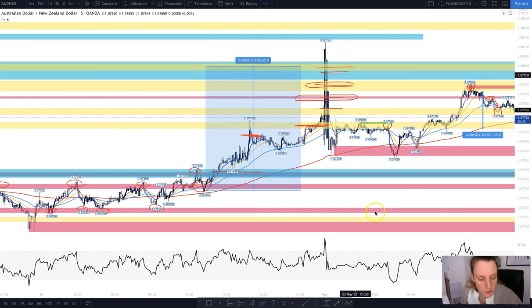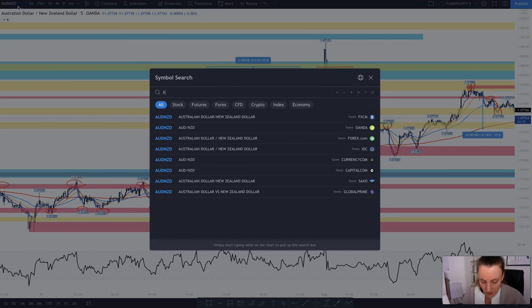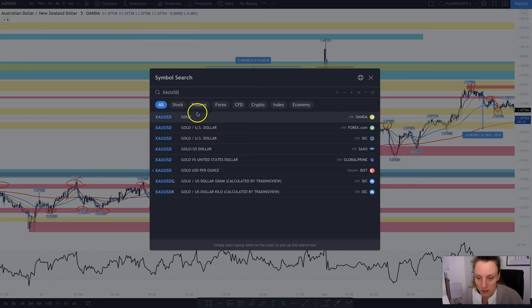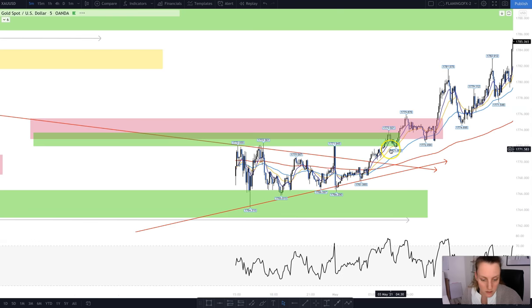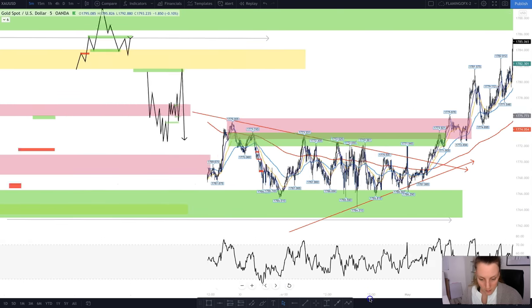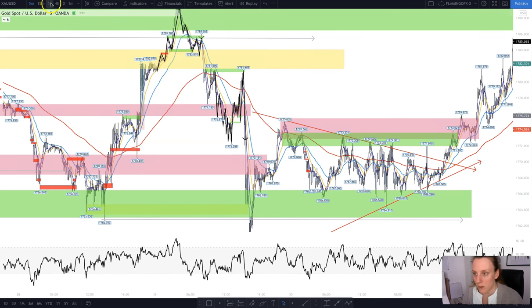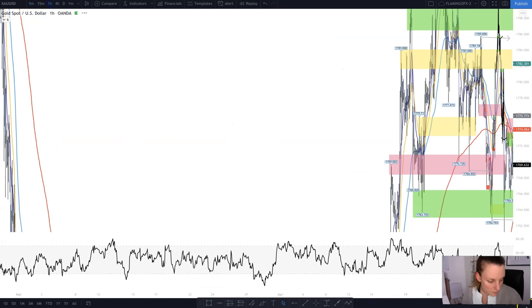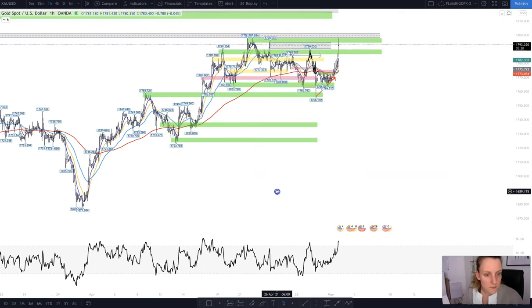But you need to practice this, and you need to see it. And perhaps there are pairs where you can see it better. Like let's look at gold again, so I can show you this with gold again. So let's go in the 1 hour, so it's a little bit more accurate. So let's see.